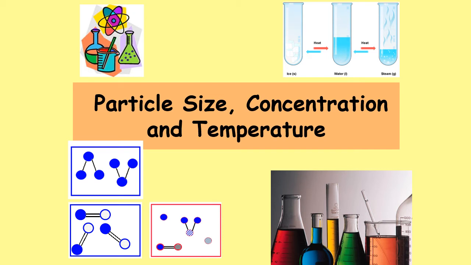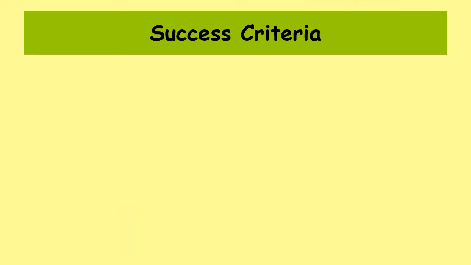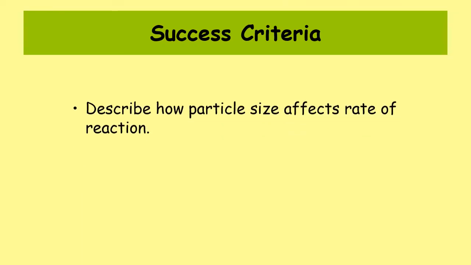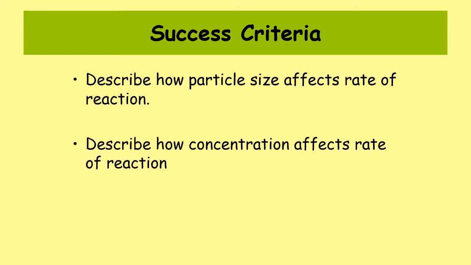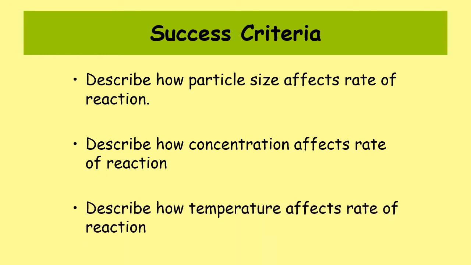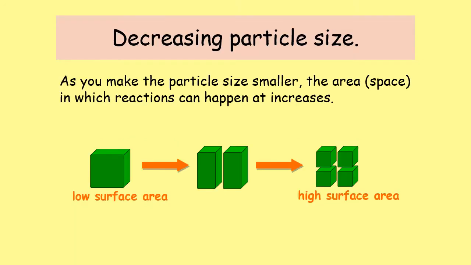So this is a National 4, National 5 chemistry lesson relating to rates of reaction. And this lesson is about how particle size, concentration and temperature affect the rate of reaction. What we hope you to achieve from this lesson is to describe how particle size affects the rate of reaction, be able to describe how concentration affects the rate of reaction, and to describe how temperature affects the rate of reaction. So we're going to focus on particle size first.